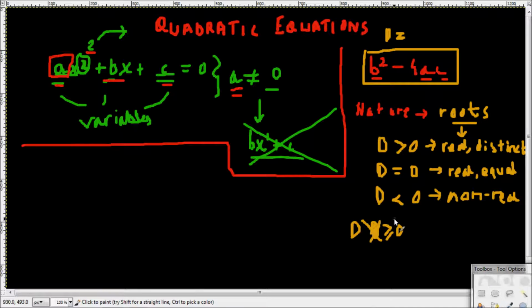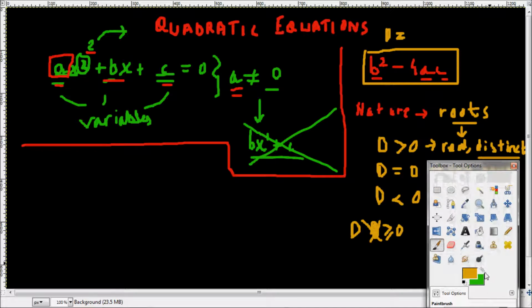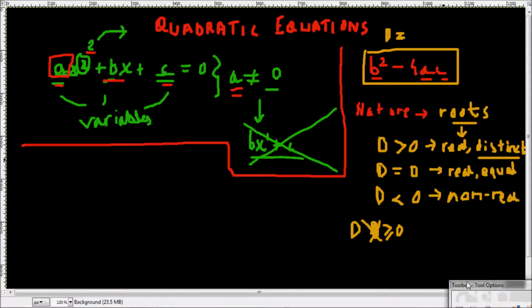Now, distinct. If D is more than 0, distinct means that you will get two roots which are different from each other. So you'll get, for example, 1, 2. Both of them are distinct, which means they're different from each other. If D is equal to 0, you'll get real and equal roots. So for example, 5, 5.